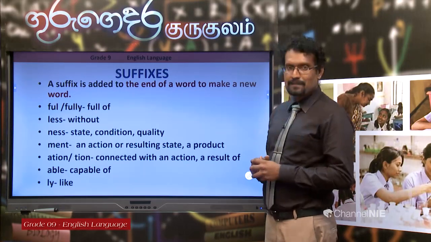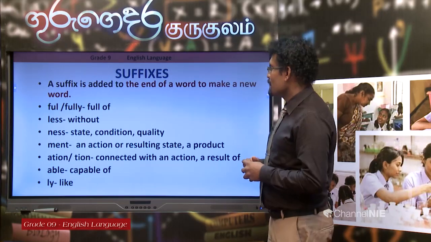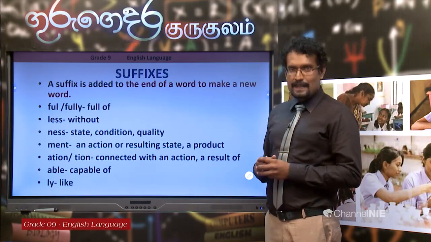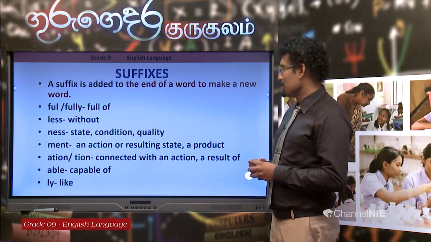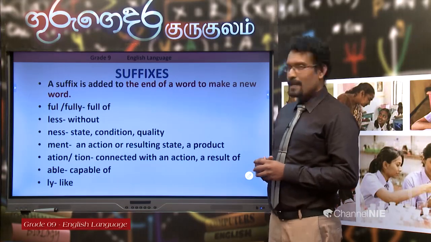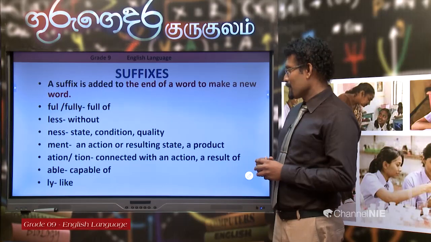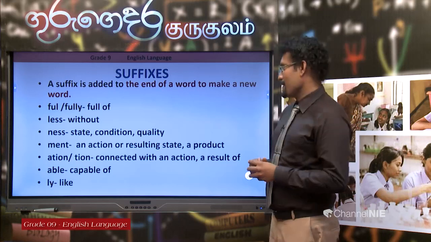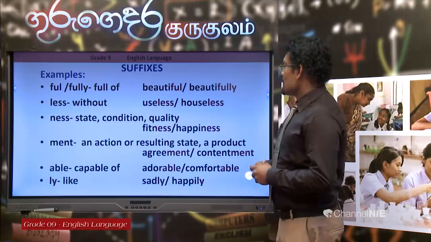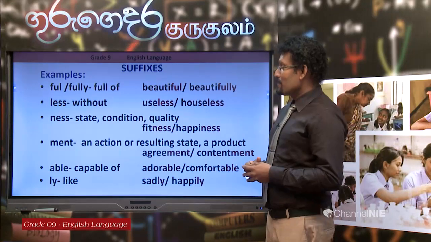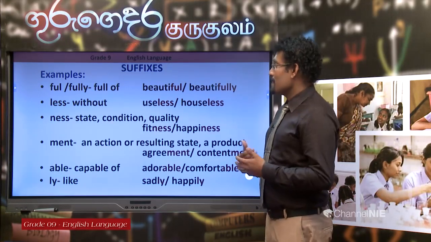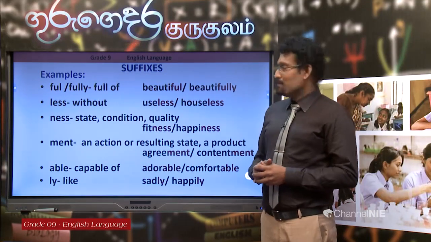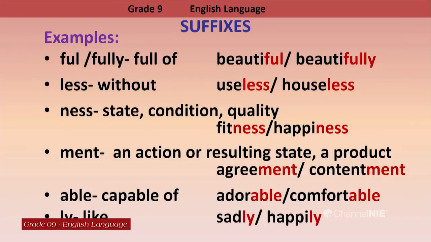li, like. So, again I am repeating all those suffixes for you: full, fully, less, ness, meant, Asian, ocean, able, or li, right. So, there are more examples for you to have a good understanding about suffixes. Let's look at them. Full, fully, that means full of something, as I told you earlier.